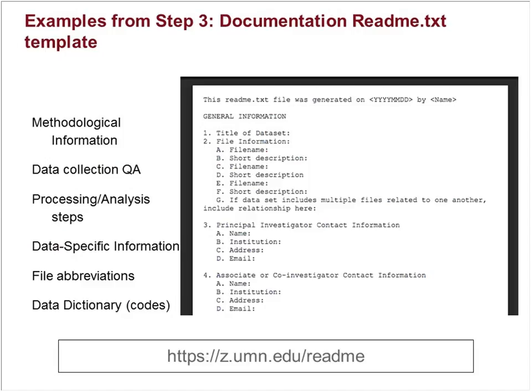So it includes prompts to get more information about the methodological information for how the data was collected, any quality assurance controls that were put into place during the collection process, what were the processing and analysis steps, and then very specifically, what are the abbreviations or the codes that are being used in the data set. So thinking about those headers, what do those headers mean in that Excel file, for example.